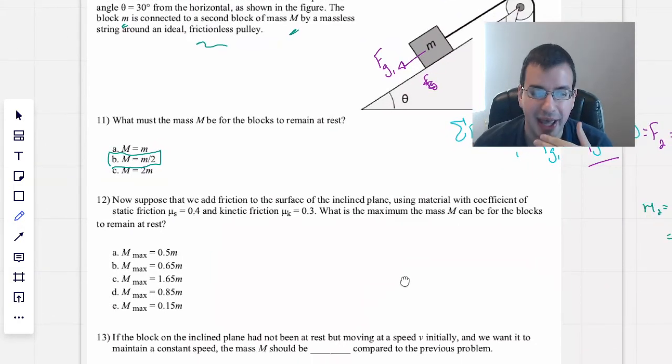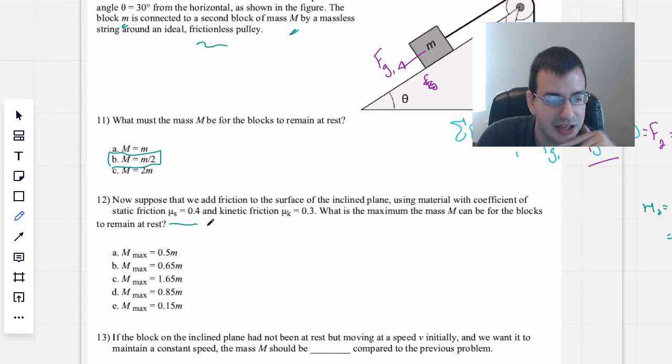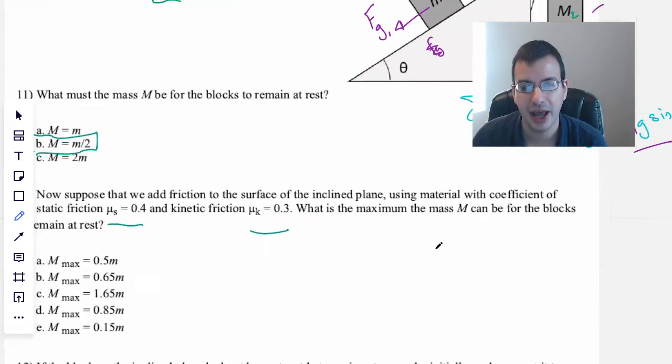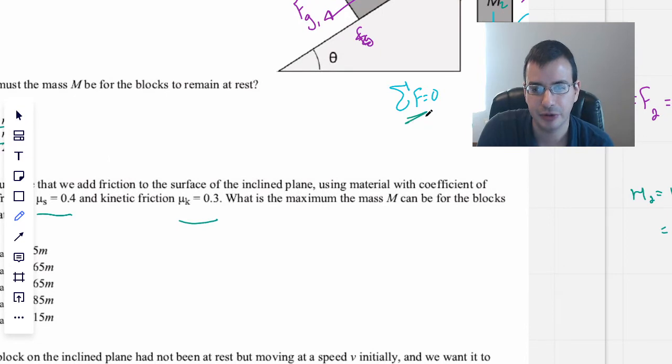Now we're going to suppose that we add friction to the surface. So it goes from frictionless to having friction on the inclined plane, using material with coefficient of static friction mu of S equals 0.4, and mu of K for kinetic is 0.3. What is the maximum mass M can be for the blocks to remain at rest? Okay, so now we're still going to have this balance of forces here.